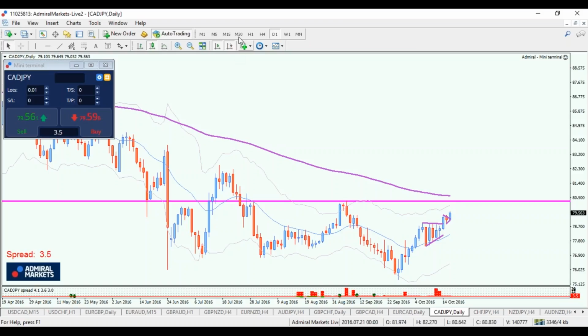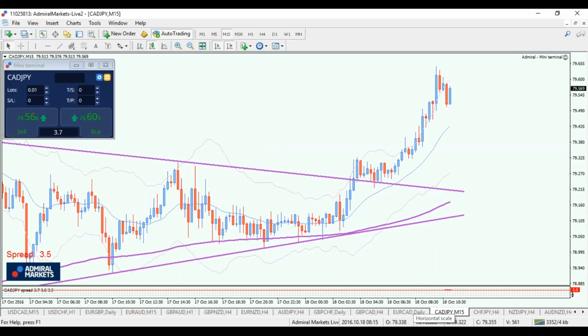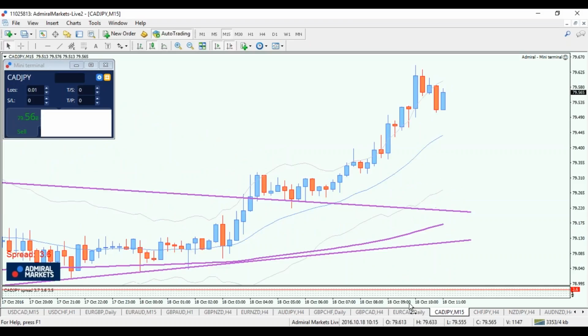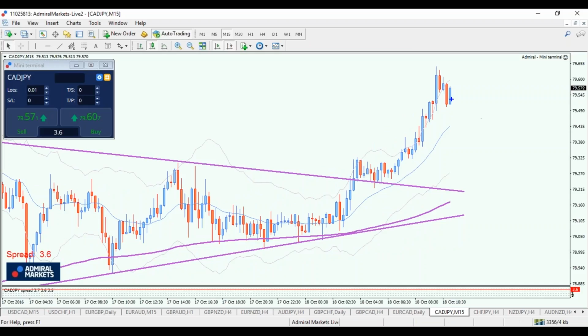Buyer beware of 80. Indeed, we got to be careful of that. But daily candles will give us more information. Daily candles look strong. It could just keep pushing.